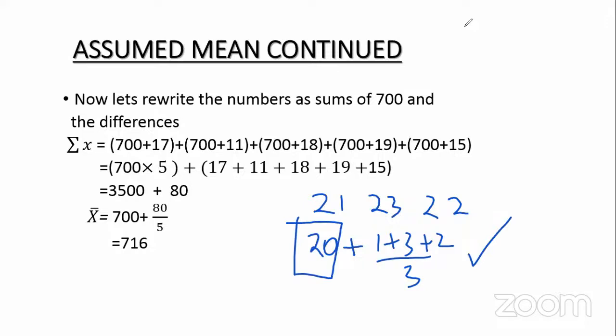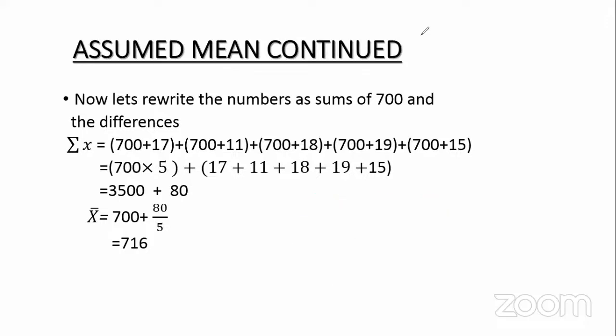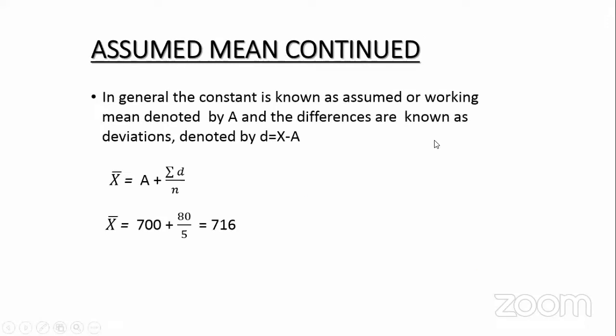And then work out the average of what is either above or below the number that I had assumed, my assumed mean. And if you look at the working down here, that is now the genesis of the formula for assumed mean. Look at what is down there. In general, the constant is known as assumed or working mean, denoted by the A. And the differences are known as the deviations. And that's why the deviations are denoted by X minus A.